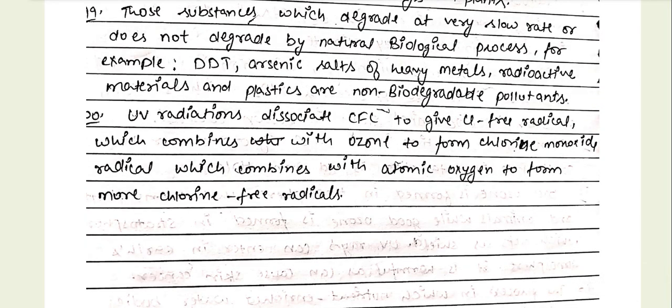UV radiations dissociate CFC to give chlorine free radicals, which combine with ozone to form chlorine monoxide radical, which combines with atomic oxygen to form more chlorine free radicals.